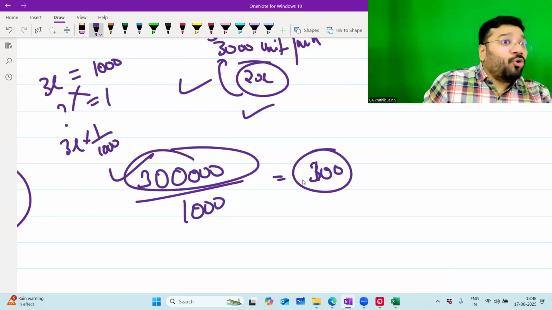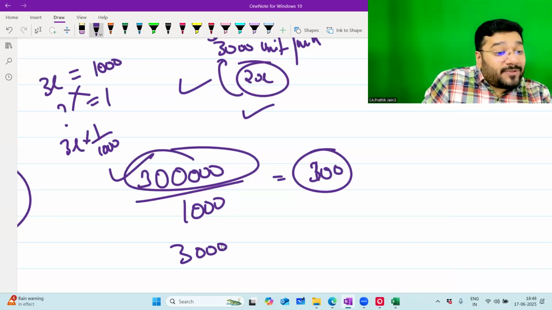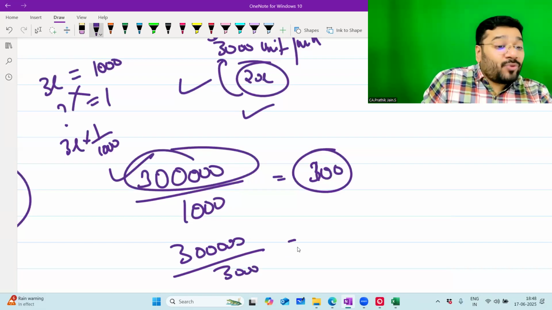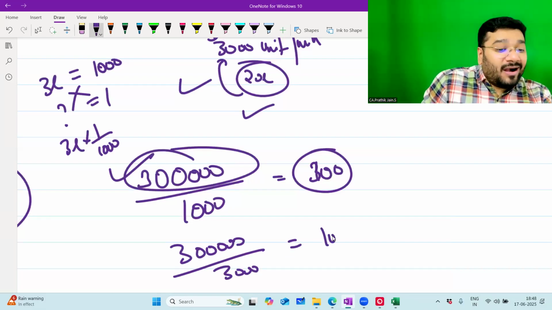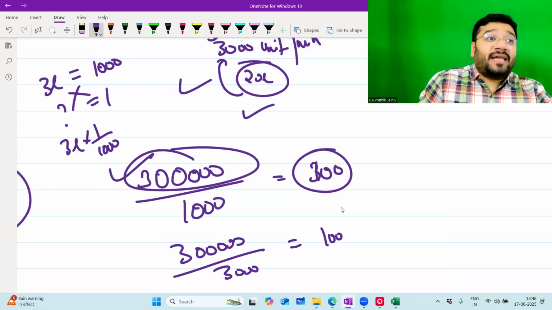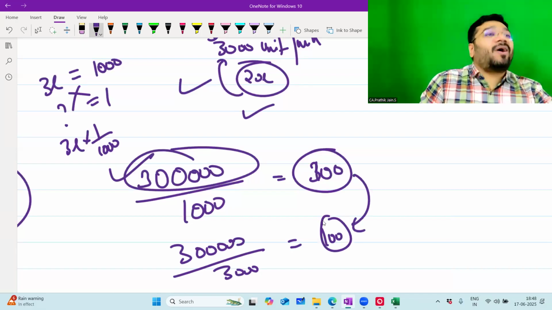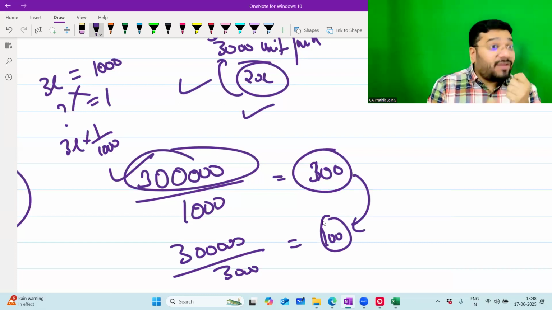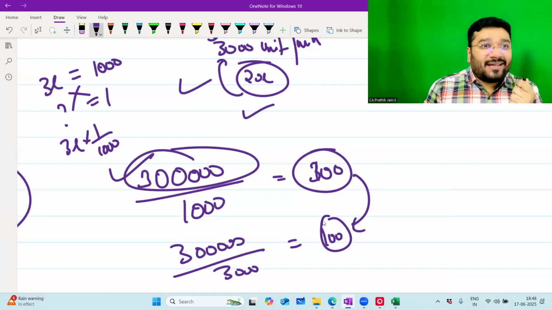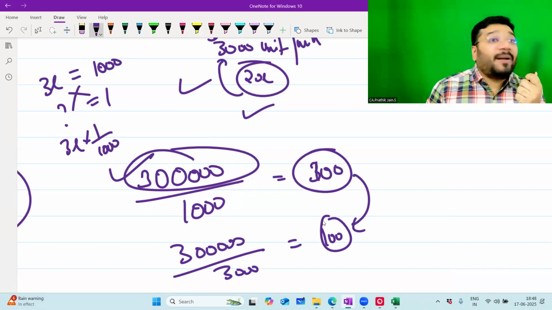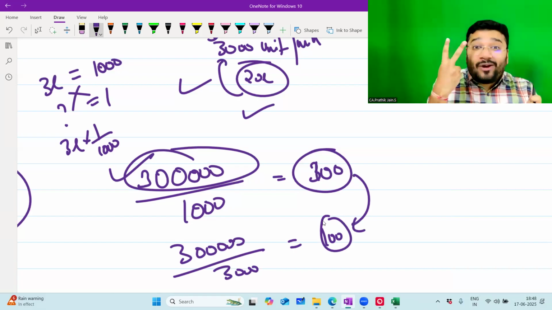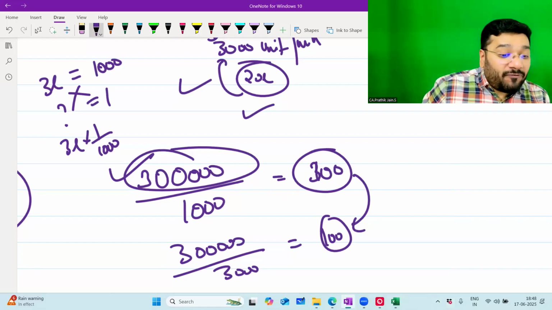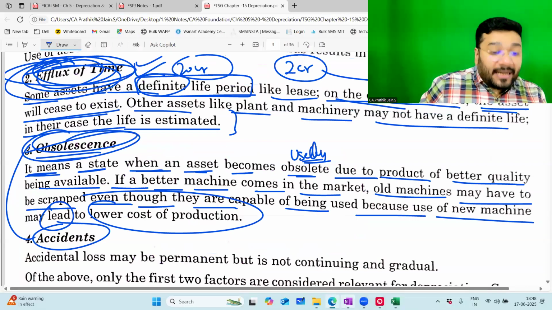300. Now, the same 3 lakh rupees I'm spending. How many units am I getting? 3,000 units I'm getting. So what is the cost per unit? 100 rupees. So because of this new machinery, the cost of production has come down, no, boss. Where earlier to manufacture one pen, I was spending 300 rupees, now for the same pen, I'm spending only 100 rupees. 200 rupees I've saved. So this is helping me to reduce my cost of production. That is not the deal here.